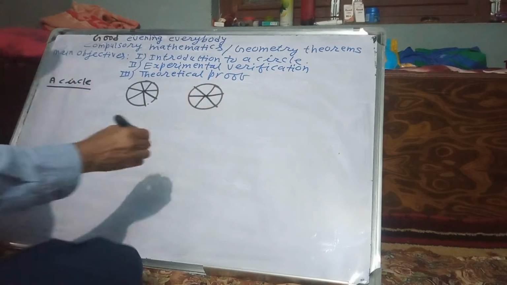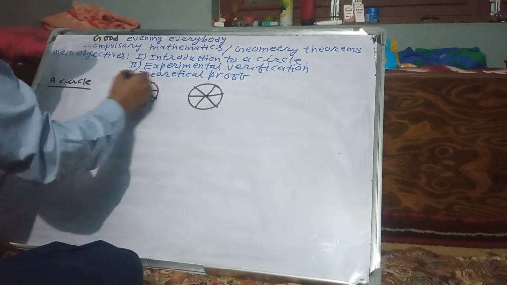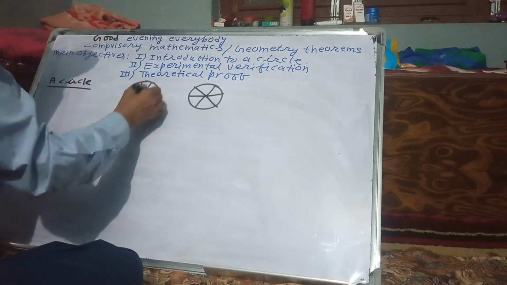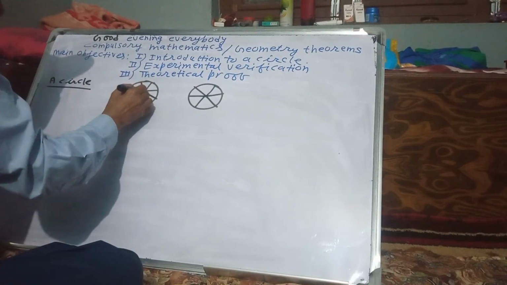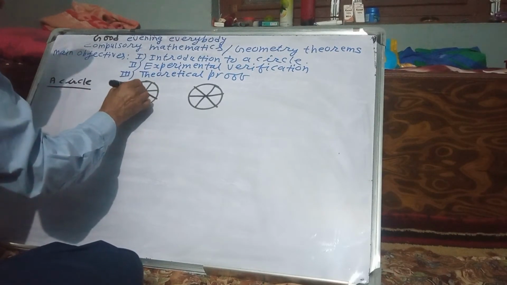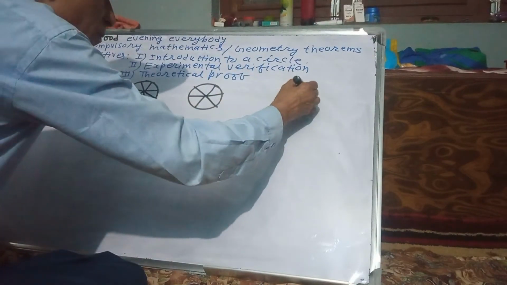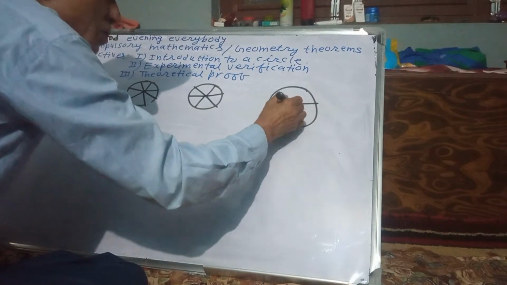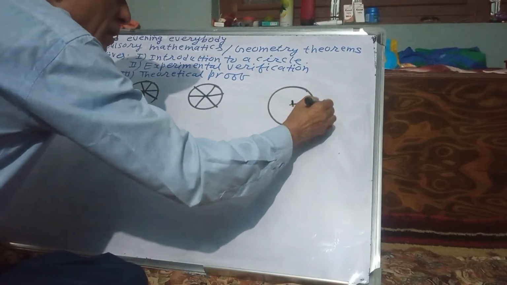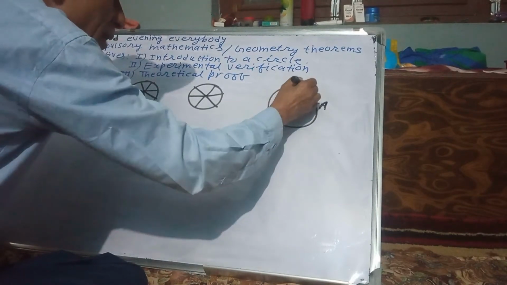A circle is the locus of a point which moves such that its distance is always equal from a fixed point. That fixed point is called the center. See, just introduction. If this is a circle, this one is the center, generally O. This one is the radius. Another, this one is a diameter.